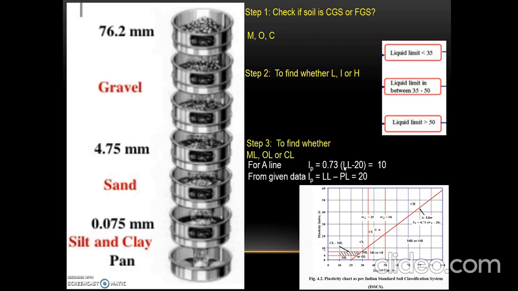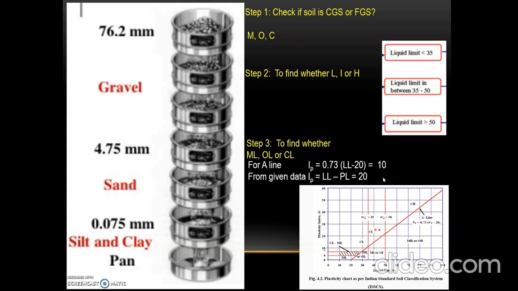We will even have to find out what is IP for the given soil with the data given for liquid limit and plastic limit. So these two values will be given in the problem. We will find IP for the soil. Let us say, for example, we have got IP equal to 20. So 20 is greater than 10. That means soil falls above A line. So since soil falls above A line, we can say that the soil is CL. It is not ML or OL because soil does not fall below A line.